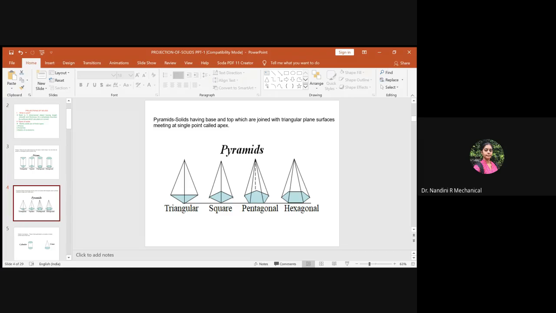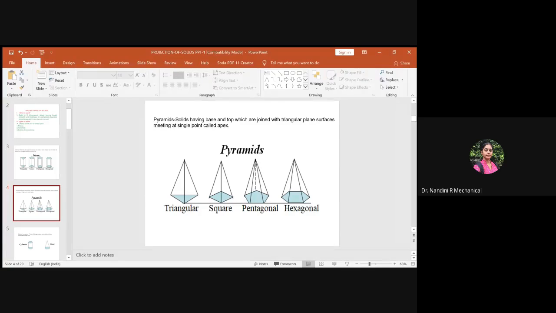And again, a pentagonal pyramid will be having a pentagonal surface at the bottom and you will be having a common point called apex. So this will be bounded by 5 triangular surfaces which meet at a common point, which will be our apex. Similarly, in a hexagonal pyramid, you will be having a hexagonal surface at the bottom which is called the base of the pyramid. It will be bounded by 6 triangular surfaces.